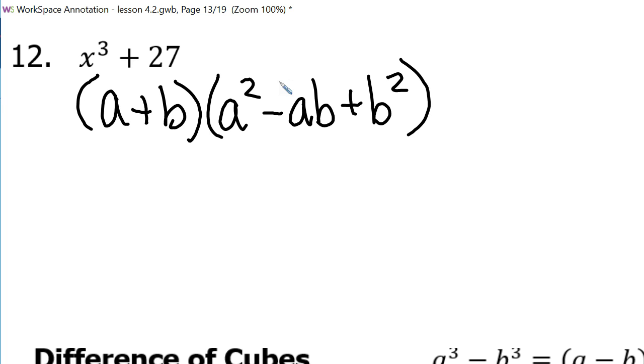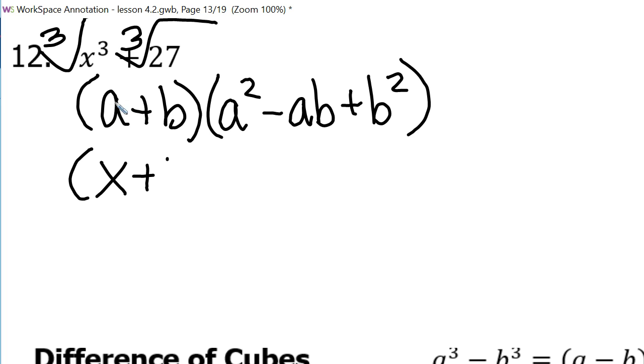To find a and b, we need to cube root both of these. So for x cubed, what is the cube root of x cubed? X. And then we'll have a plus sign. And now for that 27, you said the cube root for 27 is 3. 3 cubed is 27. Now, use these two numbers for the trinomial. So I need to square the a. If I take x and square it, that gives me x squared. And then bring down your minus.